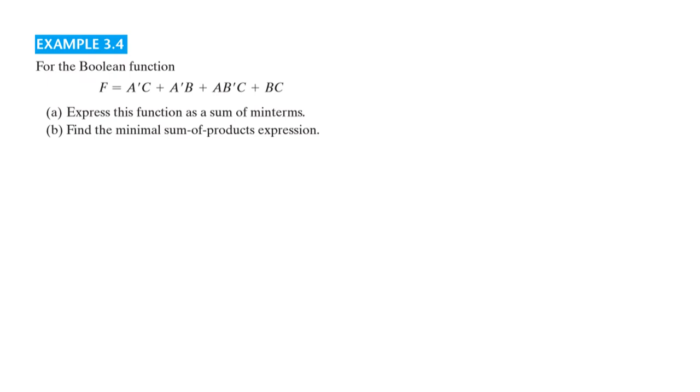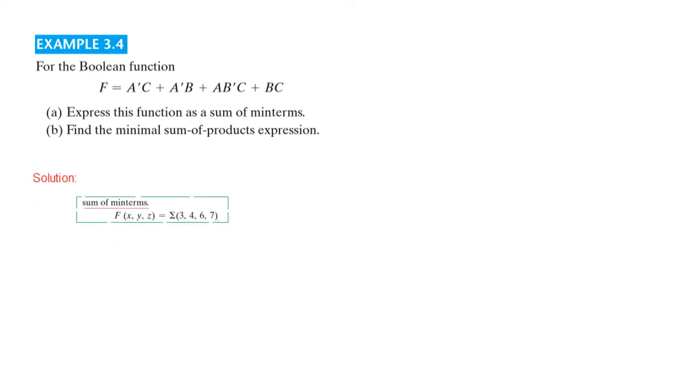Okay, so here is example 3.4. The Boolean function is given like this, and we have to express this function as a sum of min terms, and we have to find the minimal, or simplified, sum of product expression.